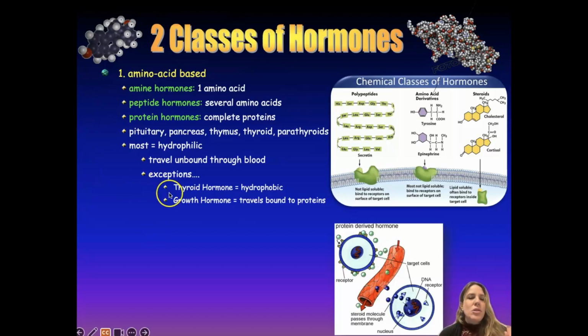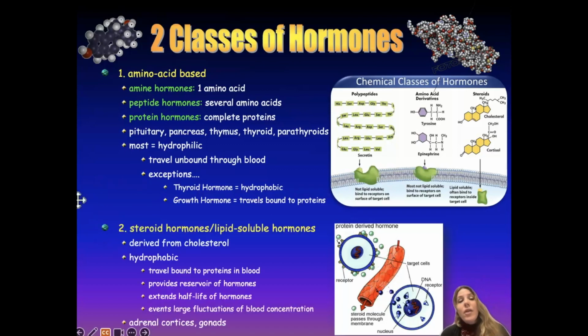Now, there are two exceptions off the top of my head to this idea that amino acid-based hormones are hydrophilic, and that is thyroid hormone and growth hormone. So thyroid hormone is hydrophobic. So in other words, it fears water. Growth hormone, both of these are going to have to be bound to other molecules. Like in the case of growth hormone, it's going to have to find particular other proteins in the blood to bind to so that it actually can travel through the blood.